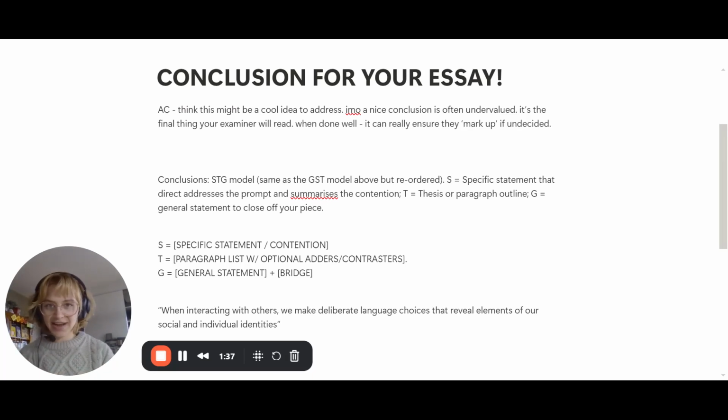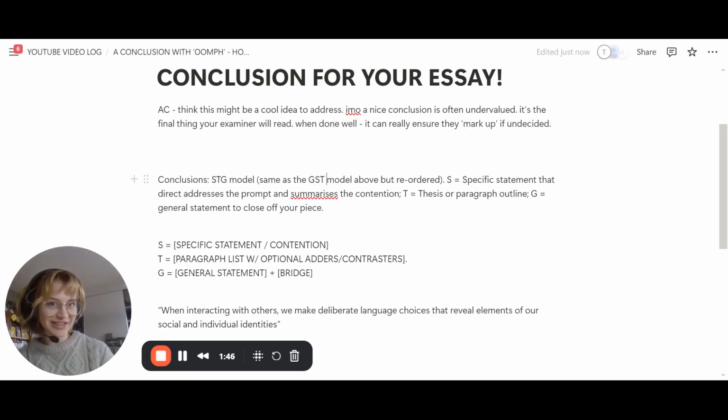And in the essay writing guide, we teach you guys to use the STG model. So the STG model is the same as the GST model. What does that mean? The GST model is what you write in your introduction. So your introduction and conclusion are actually very, very similar, but the opposite way around.